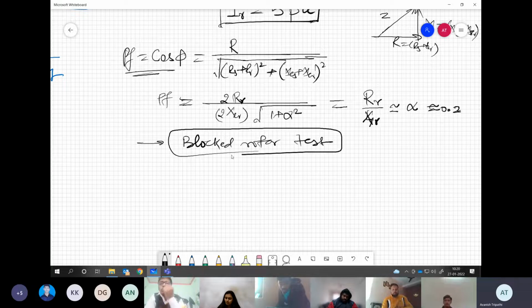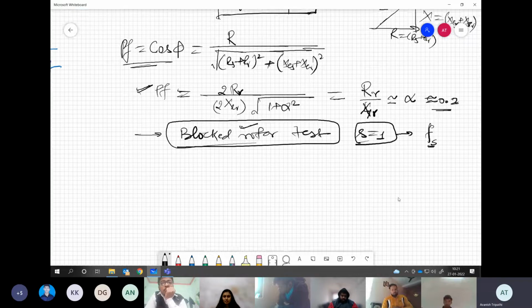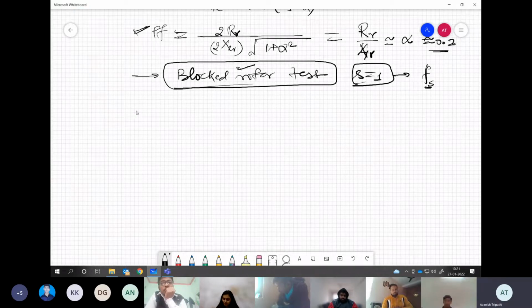Because conditions are the same. In blocked rotor also we have slip equal to 1, and we are giving voltage at rated frequency. So when we have rated frequency, the values of reactances are rated. Then this power factor we are going to observe during the direct online start as well as during the blocked rotor test. Now, this is the power factor, and then what is the power absorbed by the motor? So this is certainly 3 Vs Is cos phi.